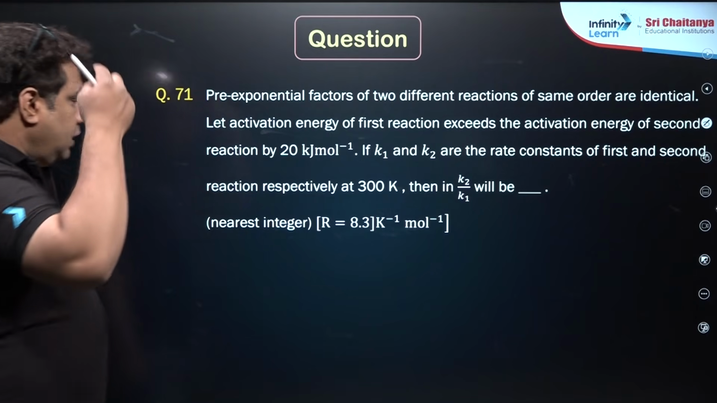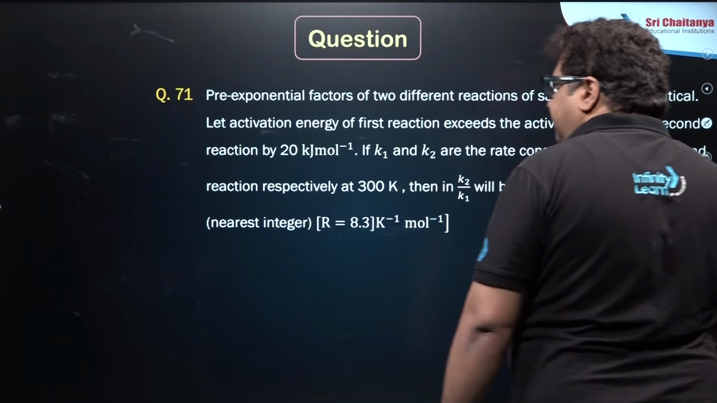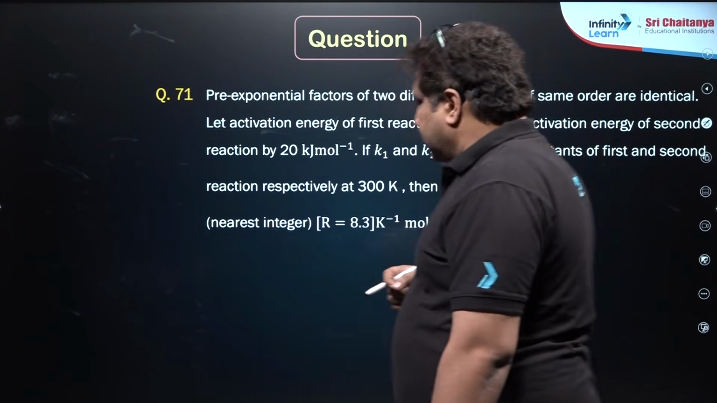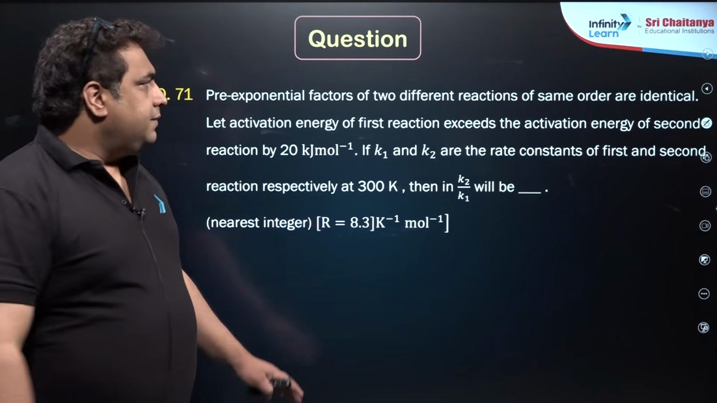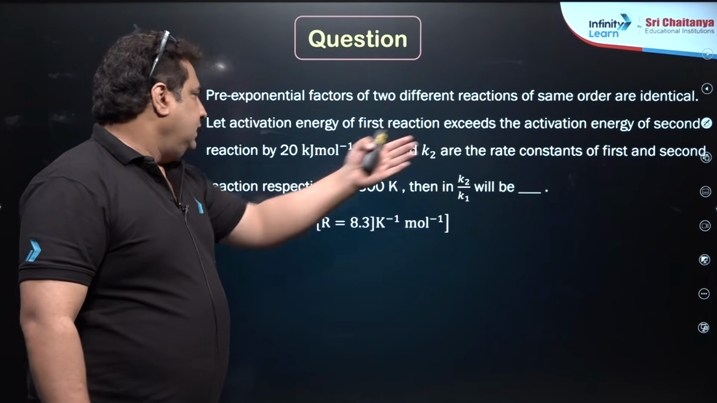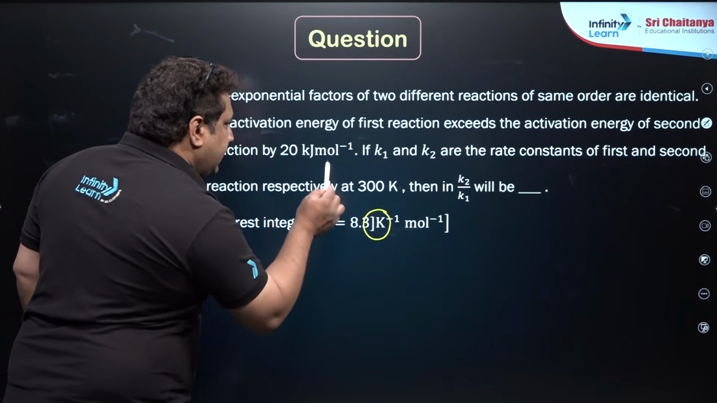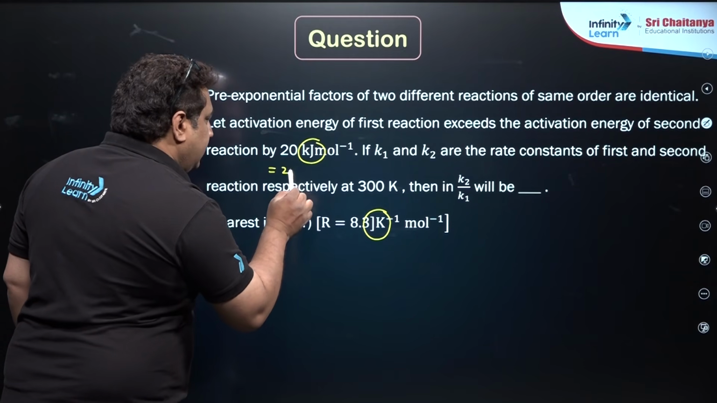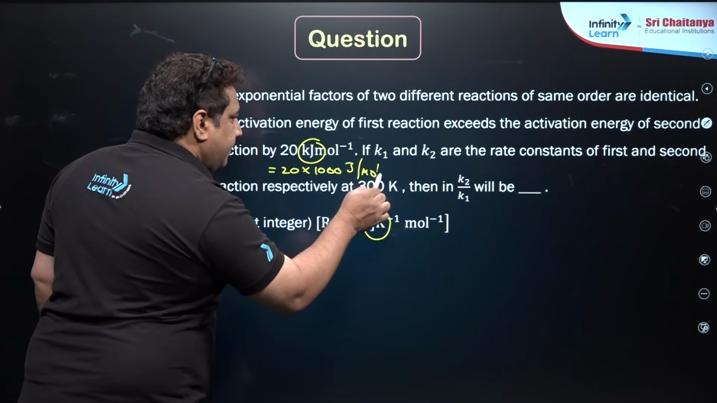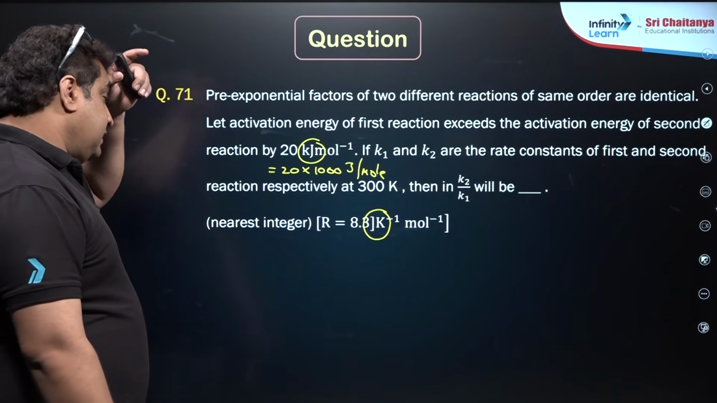Next. Now dear students, this is a very simple, important and useful expression. The pre-exponential factors of 2 different reactions of the same order. Let the activation energy of the first reaction exceed the activation energy of the second by 20 kilojoules. Here it is given in joules and here kilojoules, so remember you have to multiply this 20 by 1000, so that everything comes in the same units. K1 and K2 are the rate constants of the first and second reactions respectively at 300 Kelvin.